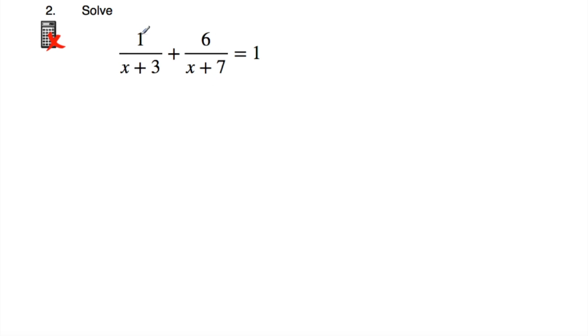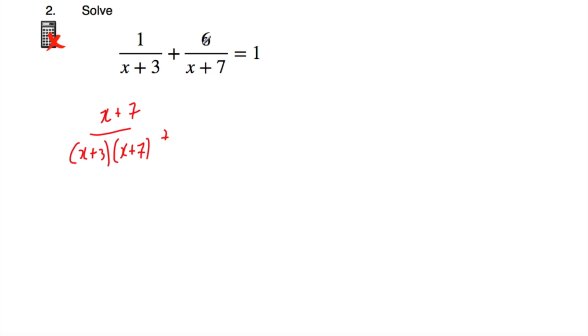So let's do that. If we times the numerator by x plus 7 of this fraction, well, 1 times x plus 7 would just be x plus 7. And then on the denominator, we had x plus 3. We're going to times it by x plus 7, so we're going to have x plus 3, bracket x plus 7. Remember, if you just put two brackets beside each other, it means to multiply. So we've multiplied both the numerator and denominator of this fraction by x plus 7.